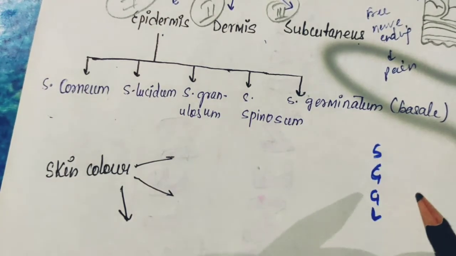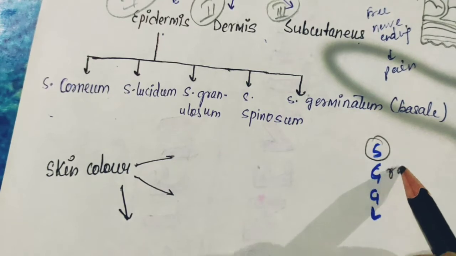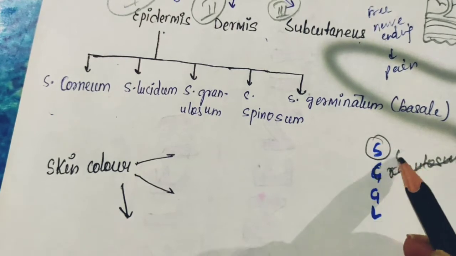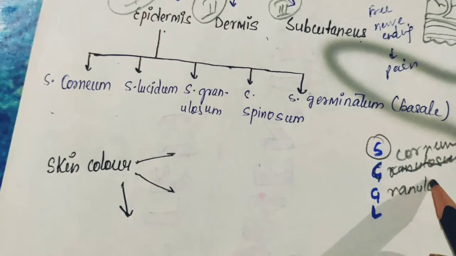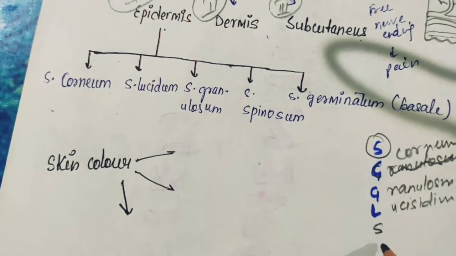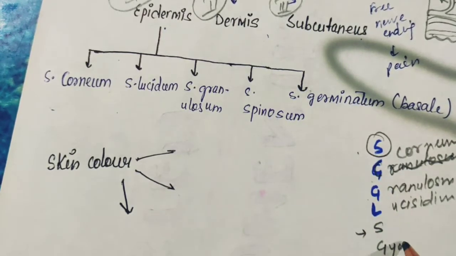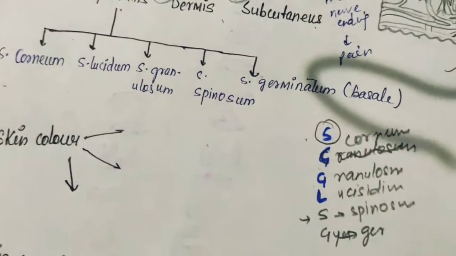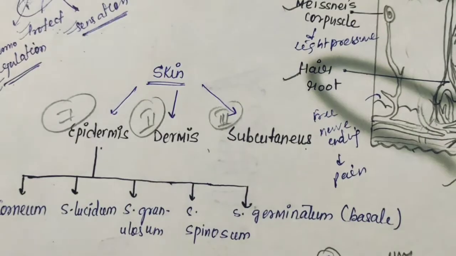First, S is for stratum. C is for corneum. G is for granulosum. L is for lucidum. S is for spinosum, and G for germinativum.